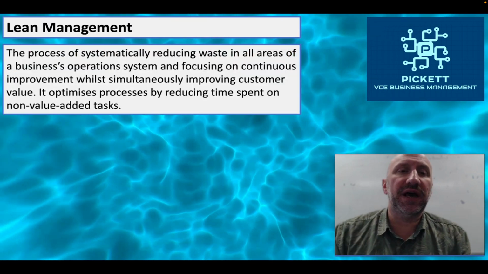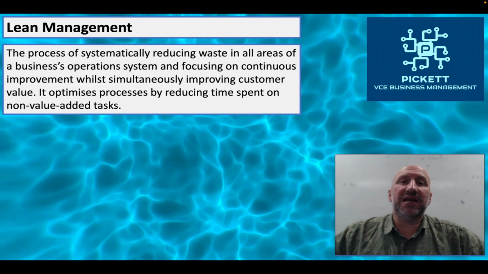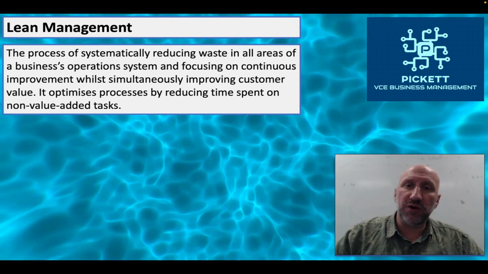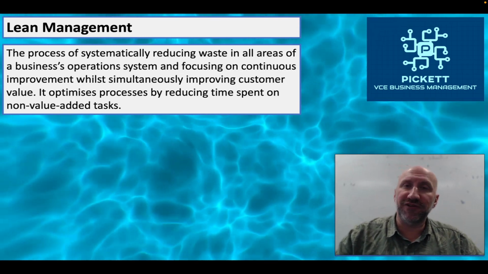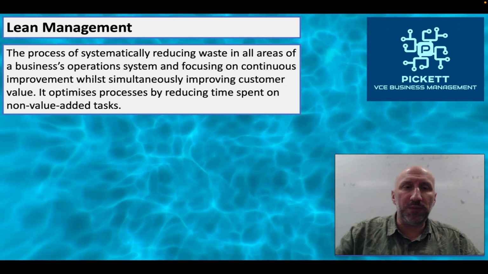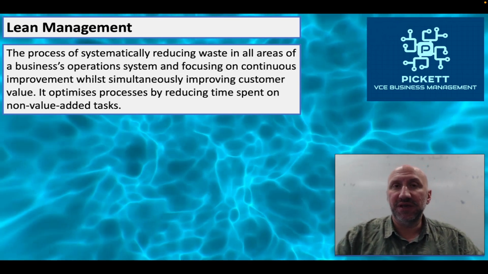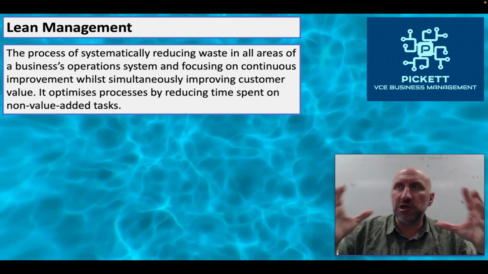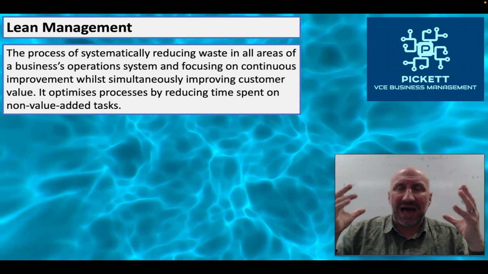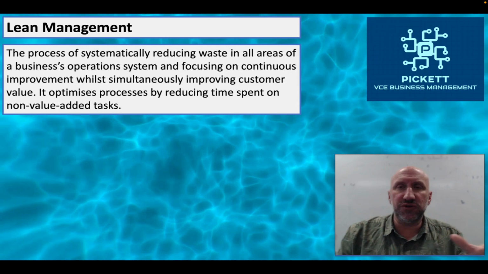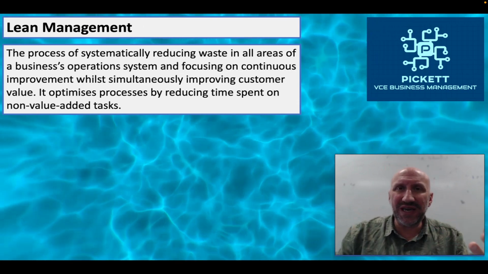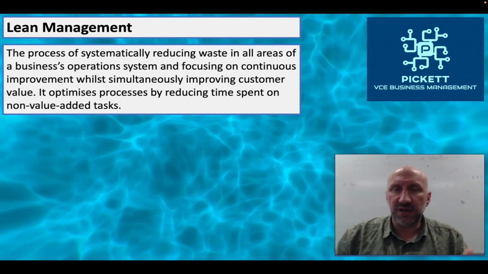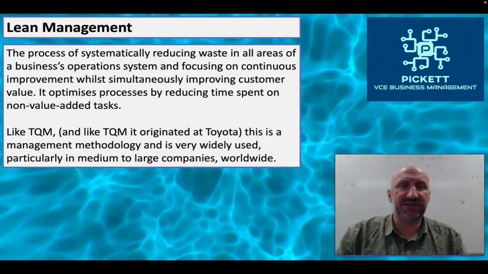So lean management, okay? Lean management is the process of systematically reducing waste in all areas of the business's operation system, focusing on continuous improvement while simultaneously improving customer value, okay? The idea is it optimizes processes by reducing the time spent on anything that does not add value to the process. Basically, what we're doing here is looking at everything that we do, analyzing it in terms of, are we wasting any resources, including time? Is there anything we're doing here that we do not need to be doing, that doesn't add value, that we're just wasting our time doing? If there is, we get rid of that. And it's a constant process.